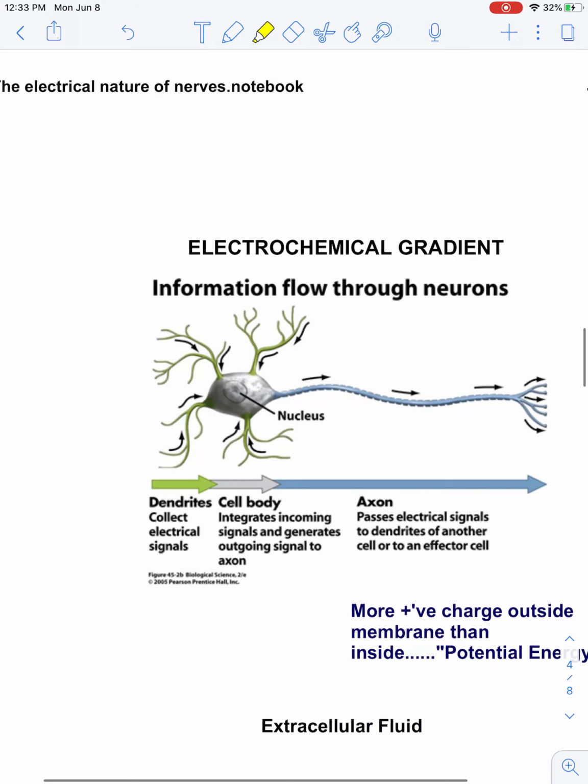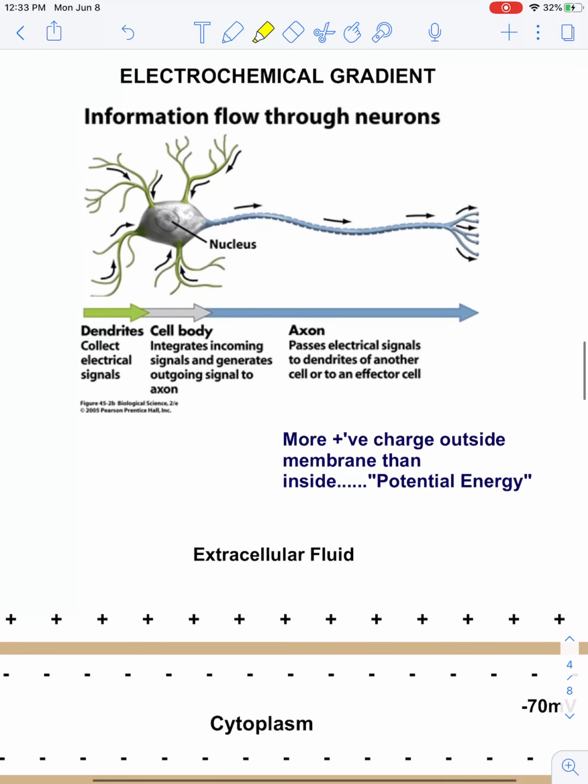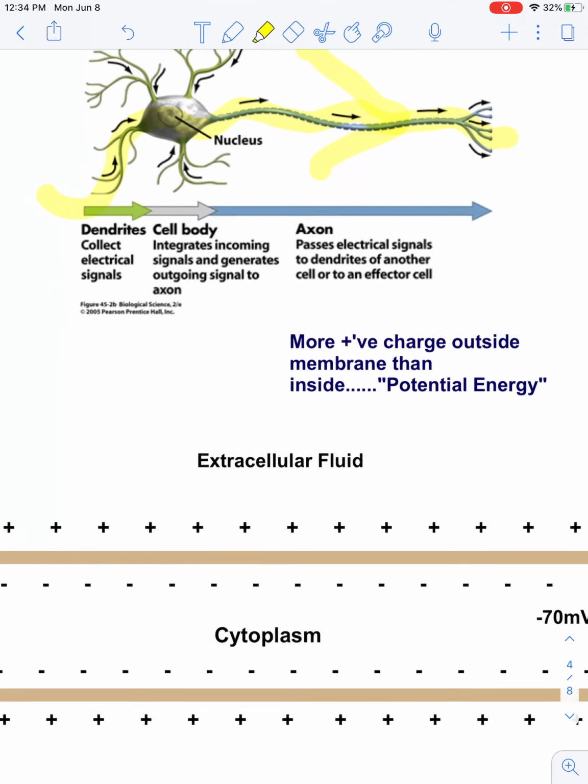They're just nice little animations you can take a look at. So we have what is called an electrochemical gradient, how information flows through electrons. So we know direction. The direction is so important. We're going to conduct electricity like this, in that direction. And how it's done is we need to change the voltage.